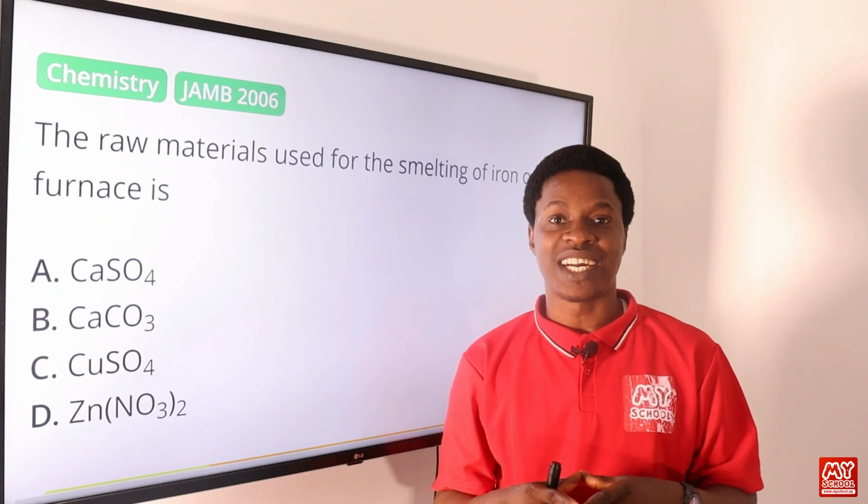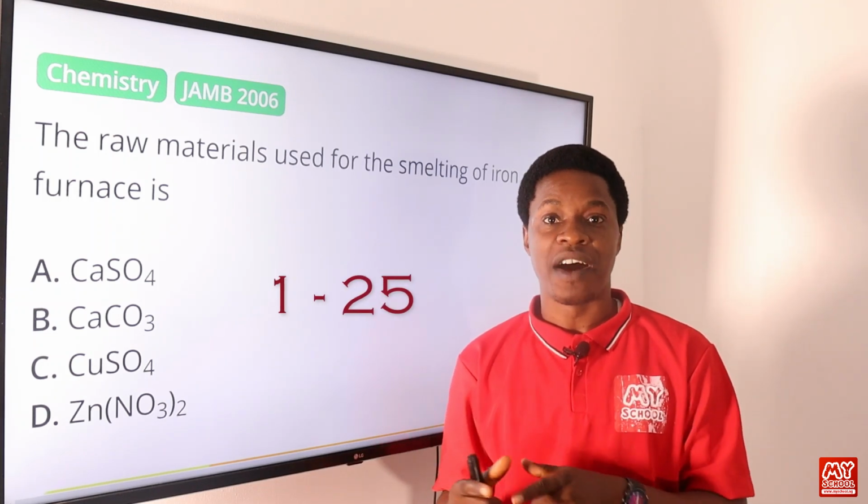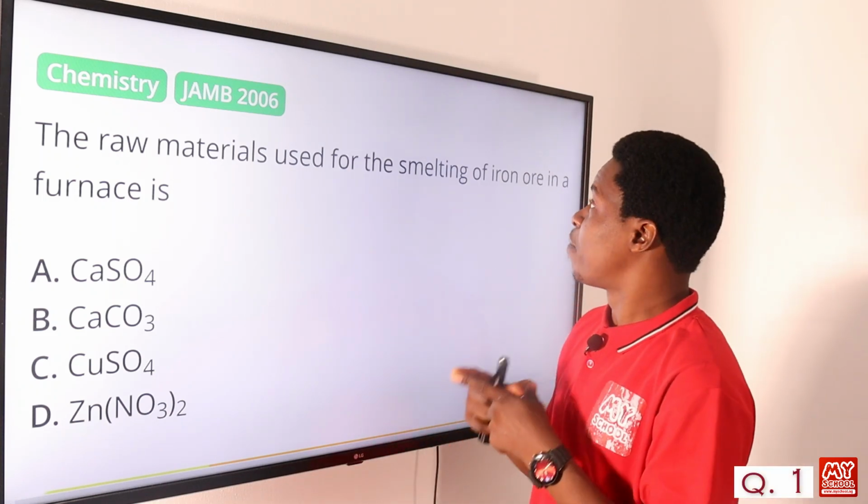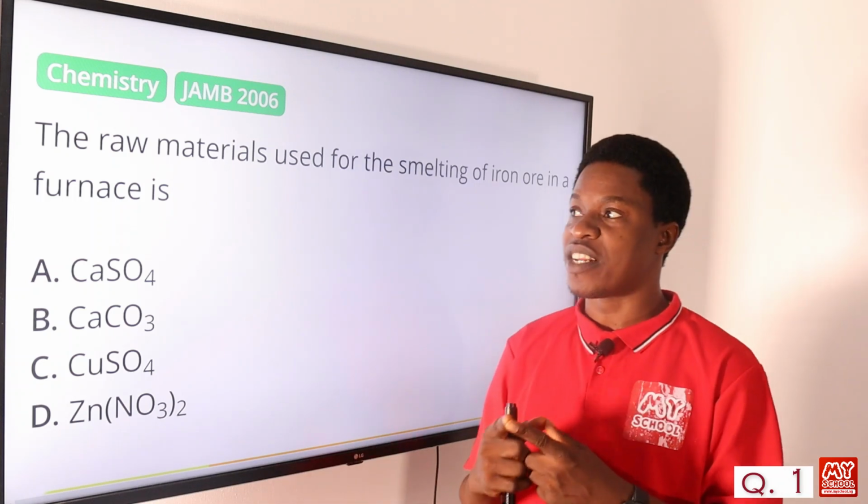In today's video, we'll be tackling question number 1 to number 25. Now, let's get down to question number 1. The raw materials used for the smelting of iron ore in a furnace is what?